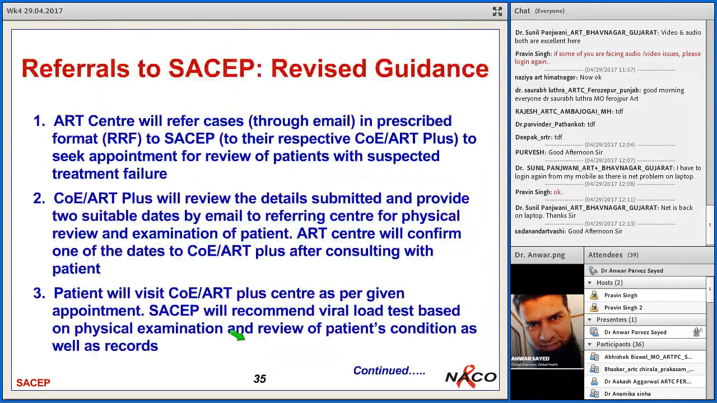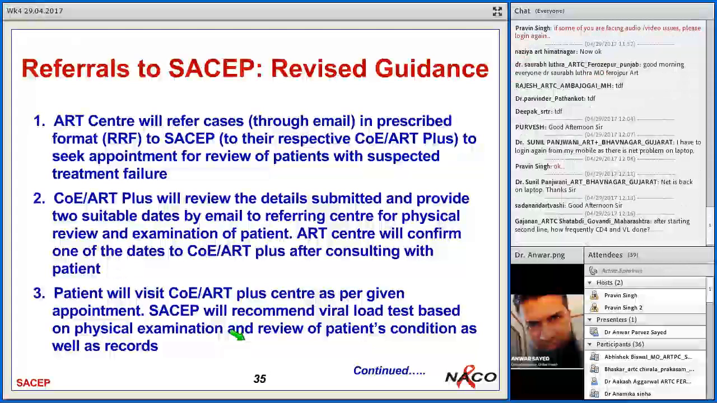SASEP mechanism has been revised. You all know what the SASEP mechanism is, so I will not go into details. I will just mention one thing: once you identify the patient as immunological failure, you send communication to the COE or ART plus. They will let the patient know regarding 2 appointment dates, of which one is to be confirmed to SASEP by feedback mechanism, and then the patient is invited on that particular day to SASEP.